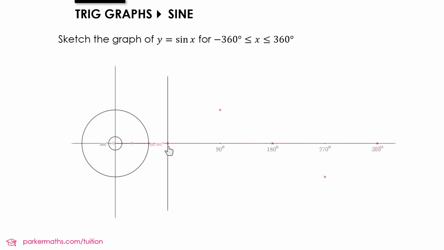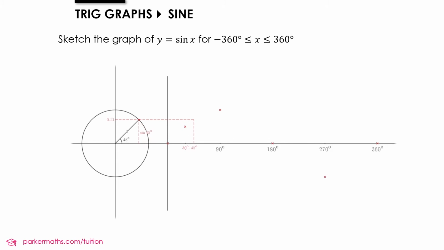Having plotted those first 5 points, we can see the graph goes up, comes back down, goes below 0, and then goes back up. But from these 5 points alone, we don't have enough information to really plot the shape of the curve. So let's add on a few more points that we know the values of. First of all, we know that sine 30 is 1/2. So let's plot that.